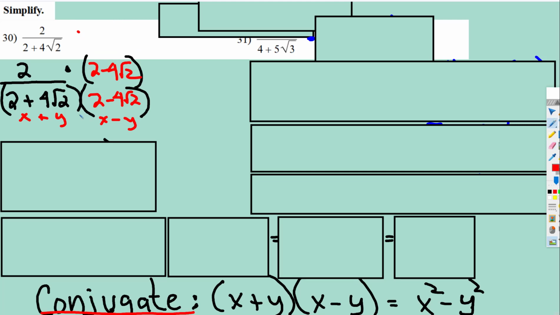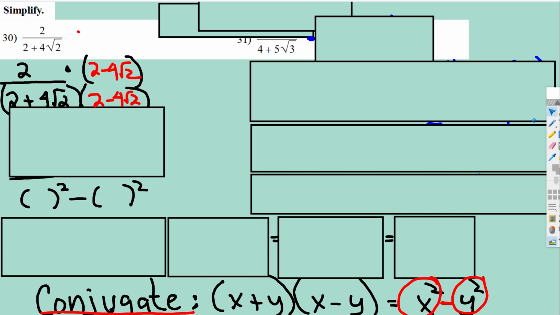All right. Well, the cool thing about conjugates is in the denominator, you just take the first thing and square it, put a subtract sign, square the second thing. So the first thing in each parentheses is 2. So in the denominator, we put 2 squared and then 4 root 2 squared. Well, 2 squared is 4. 4 squared is 16, and then root 2 squared is 2, and then you have 4 subtract. Well, 16 times 2 is 32.